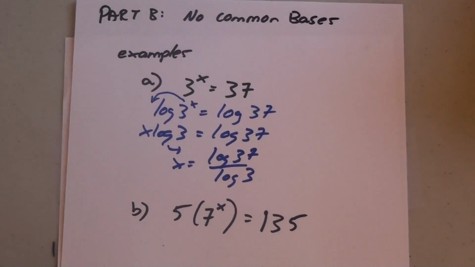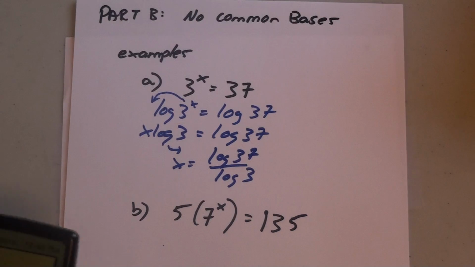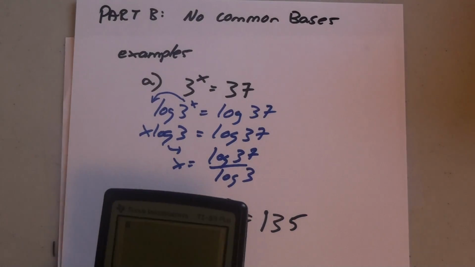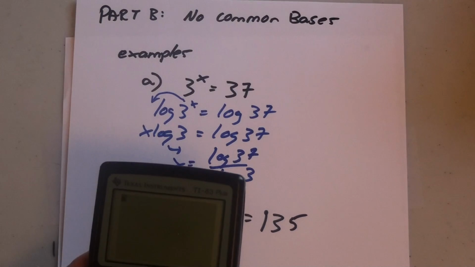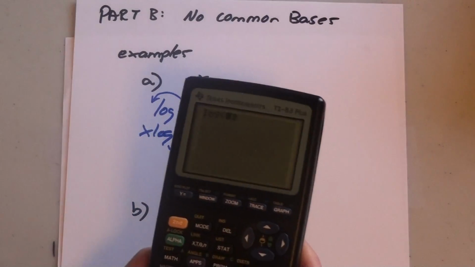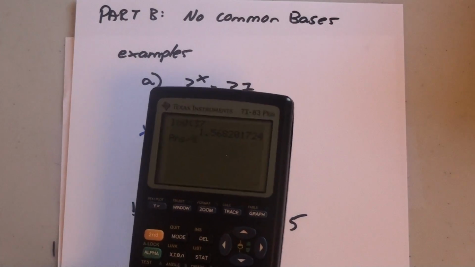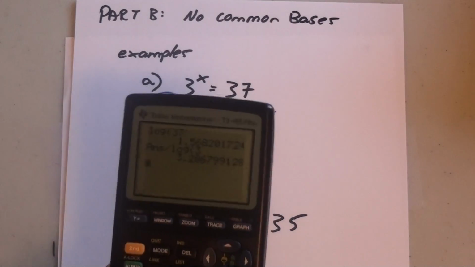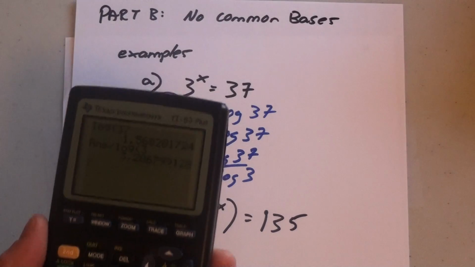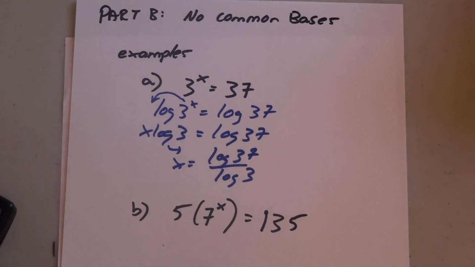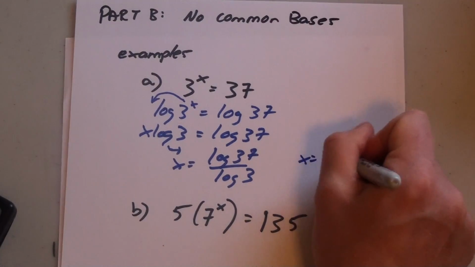I'm using log base 10 because that's what most calculators will allow me to use. And then you can put that into your calculator. So you'd have log 37 equals, and then you divide by log 3, hit equals again, and you get an answer of 3.29. And that is your answer. x equals 3.29.